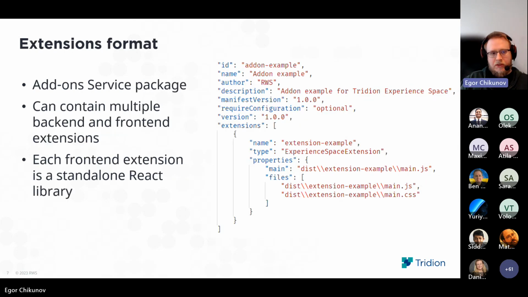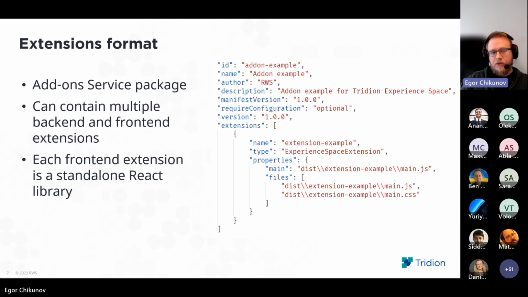For extensions format, we chose the already existing add-on service package format. It can contain multiple backend and front-end extensions at the same time. Each front-end extension is a standalone React library, and each front-end extension technically can contain multiple extensions. So most probably you don't need multiple front-end extensions in a single add-on.